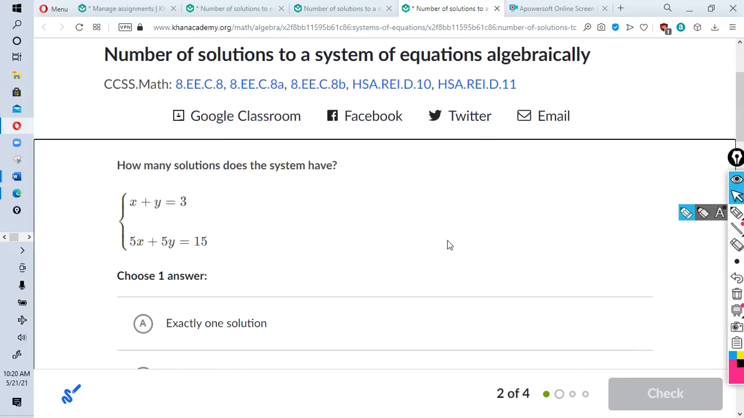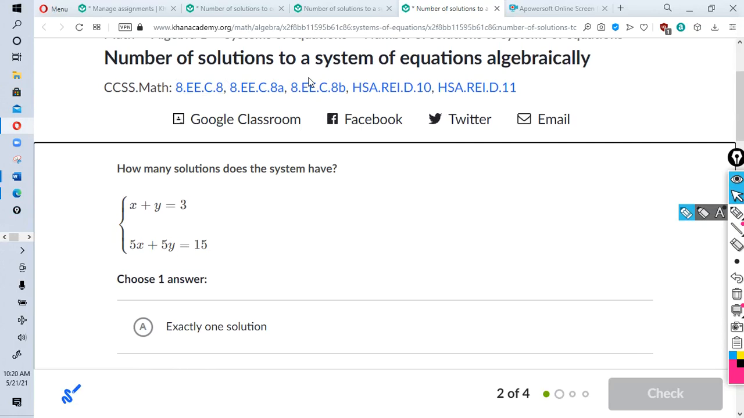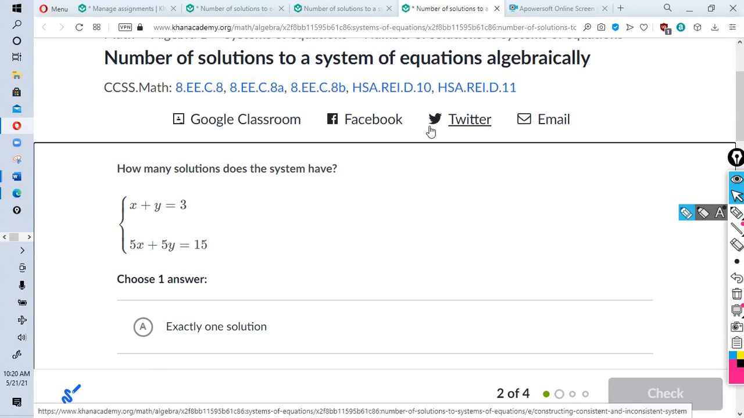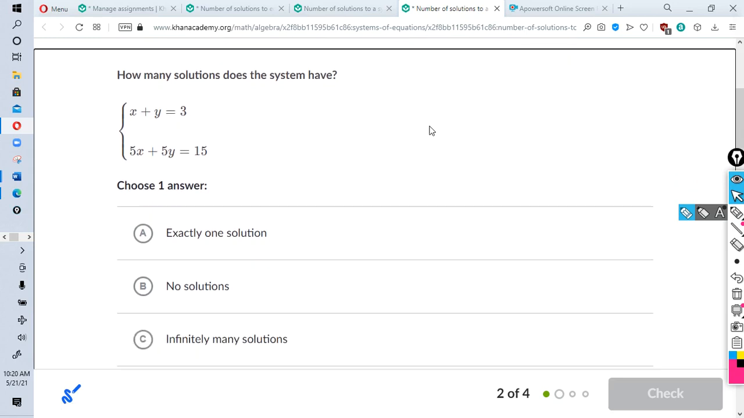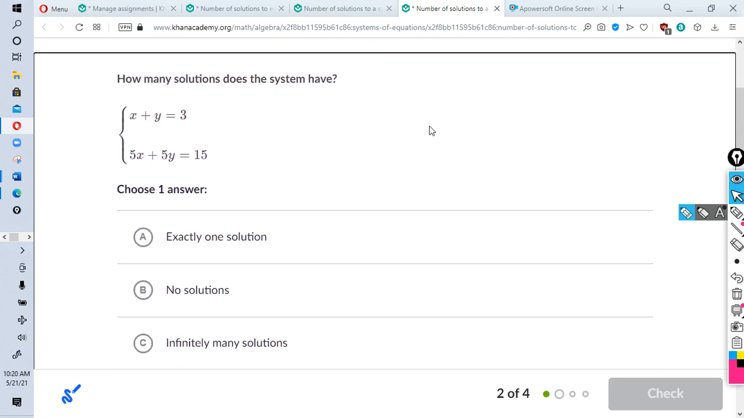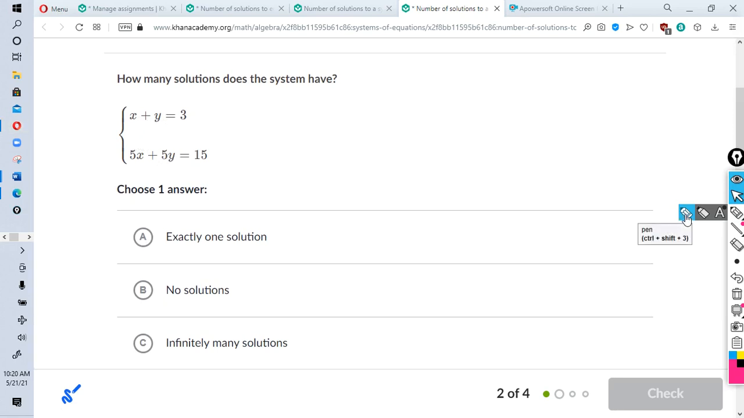All right, this will be for the assignment, number of solutions to a system of equations algebraically. There's more than one way to do these, but again, these are both linear or line equations. I'll show you the three examples.